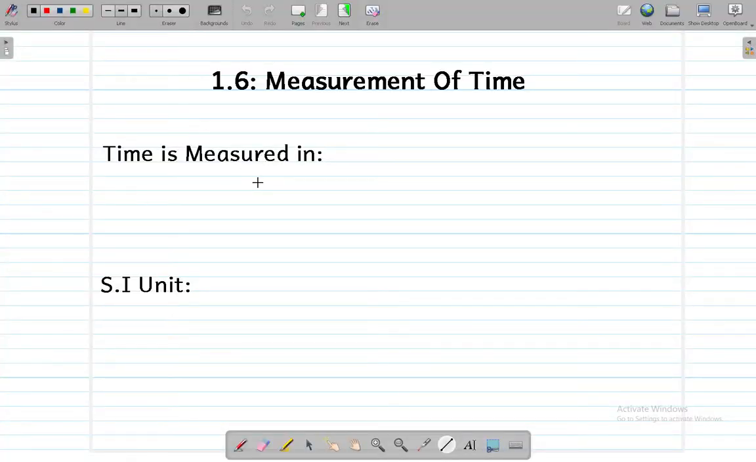Alright, so this is 1.6, which says measurement of time, and in this chapter we are going to look at the devices which are used for measuring time and the units in which time is measured. But first of all, the standard units of time, let me write the standard units of time over here.